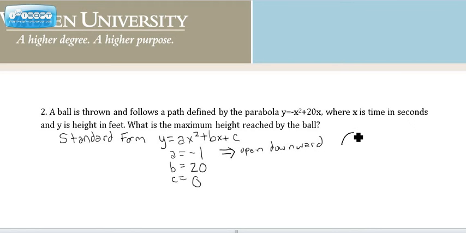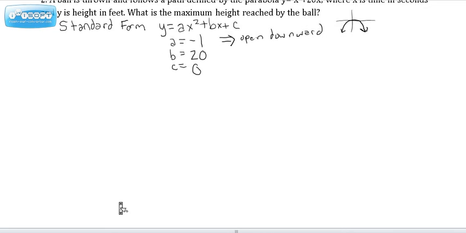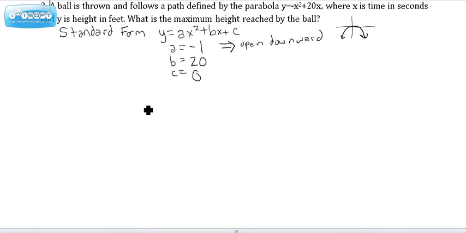What that means is it's going to be an arc like this. So this is what the graph is going to look like on a little XY plane, not necessarily in that location. Scroll down a little bit here. So back to our original equation, y equals negative x squared plus 20x.